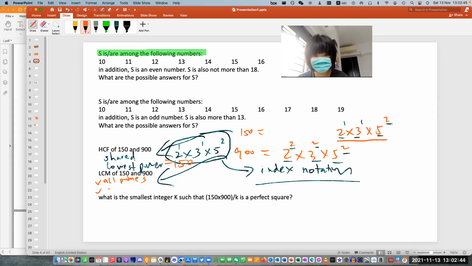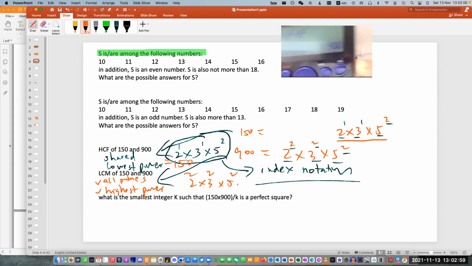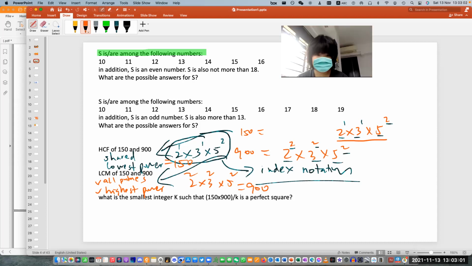Okay. Next, for LCM is all prime numbers, all primes. And then the second tip is highest power. Highest power. Very simple. So 2, 3, 5. You multiply them together, 2 squared times 3 squared times 5 squared equals 900. Yeah, good. So it's 900. Okay. So don't express it in index notation because they never ask you. You need to give them the final answer.